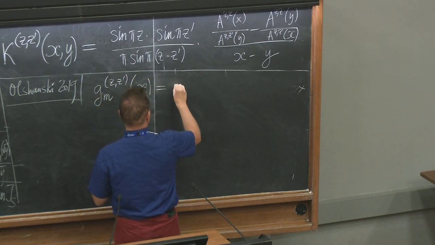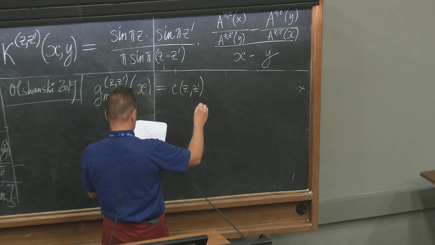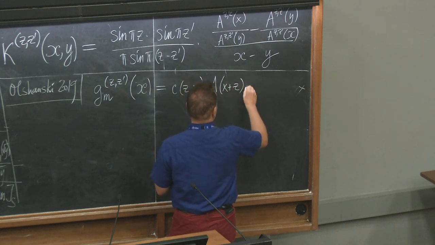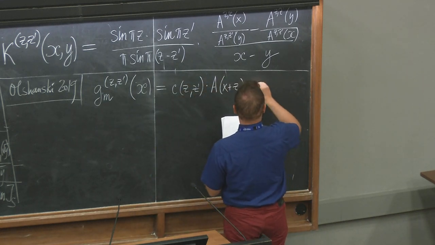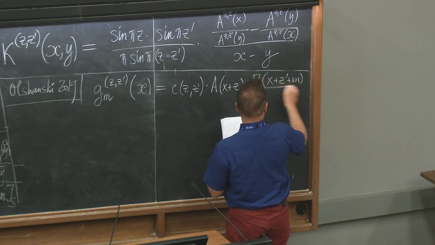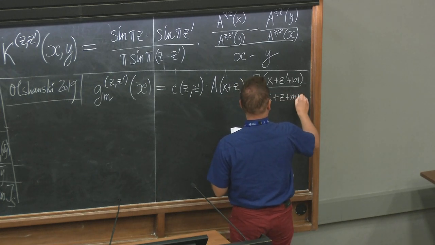There is some constant of Z, Z prime, which let me not even bother writing down, times AX plus Z, times gamma X plus Z prime plus M, X plus Z plus M plus 1.